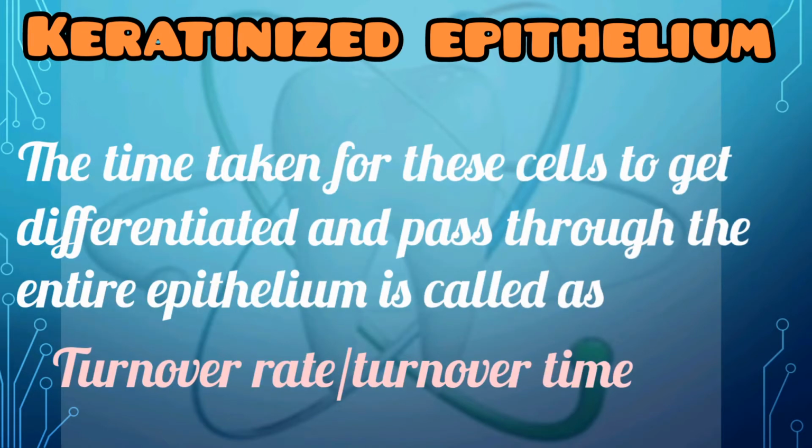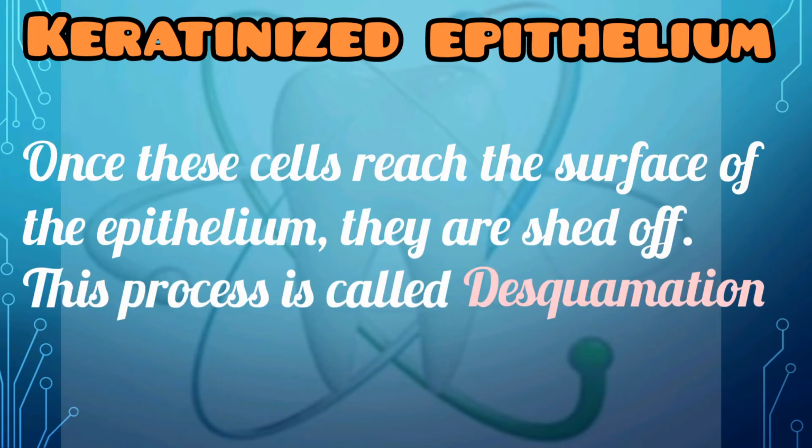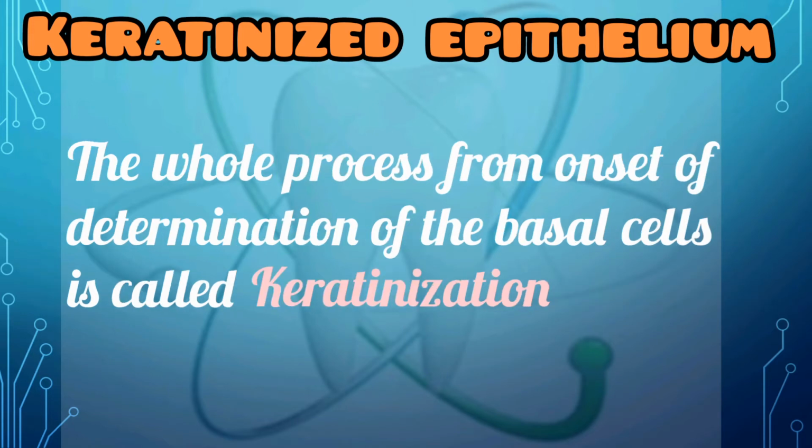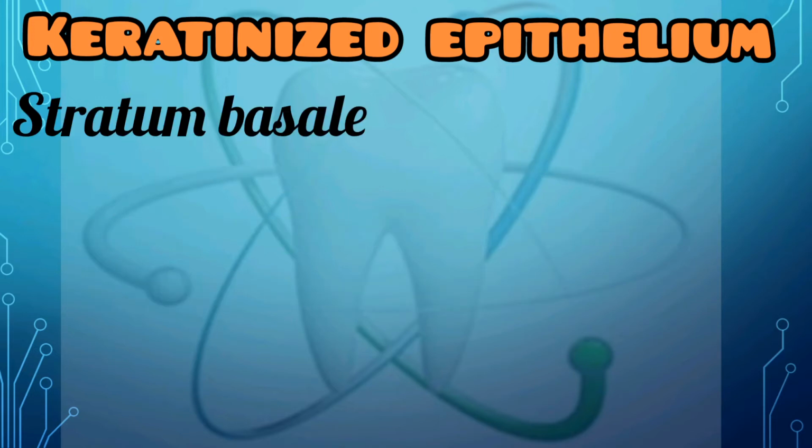The time taken for the cell to divide and pass through the entire epithelium is called the turnover rate or turnover time. Once the cells reach the surface of the epithelium, they are shed off, and this process is called desquamation. This whole process from the onset of differentiation of the cells of the basal layer is called keratinization. So, getting into each layer.